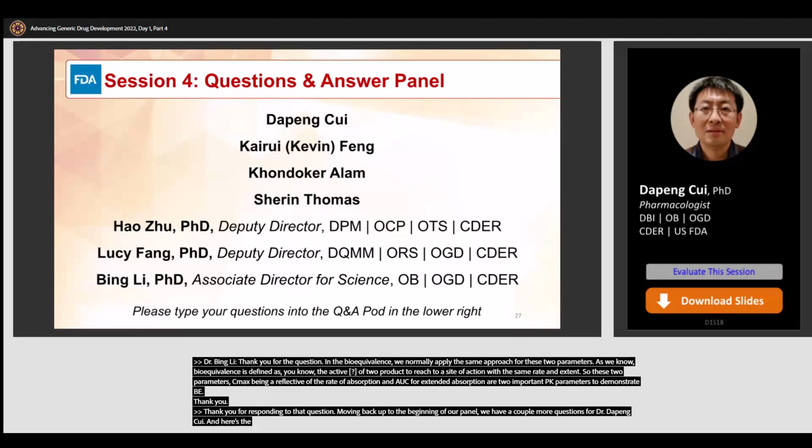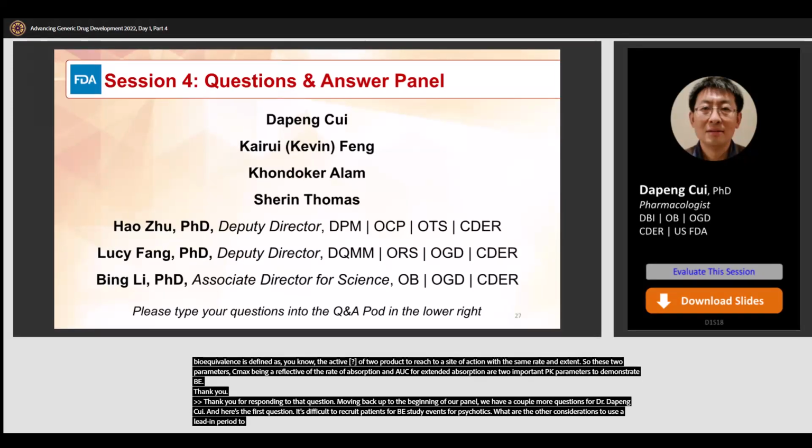It's difficult to recruit patients for BE study of antipsychotics. What are the other considerations to use a lead-in period to recruit patients who are not previously on the required regimen of the RLD?